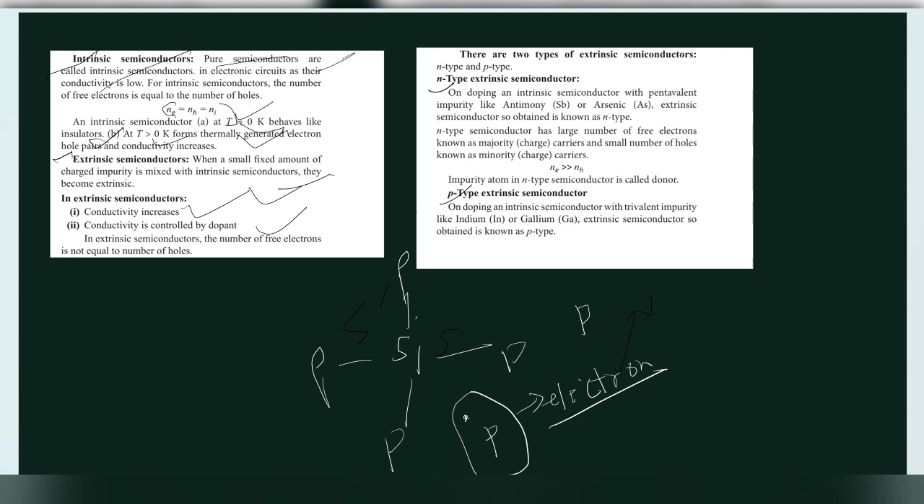Now we will discuss the P-type semiconductor. P-type semiconductors are formed by adding trivalent impurities. Trivalent impurities are those having 3 valence electrons. Like we can take the example of silicon again, which can make bond with 4 atoms.